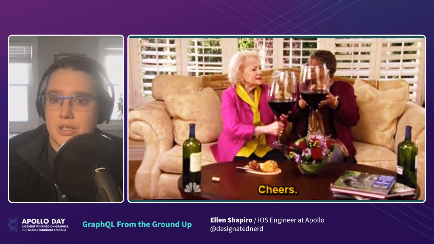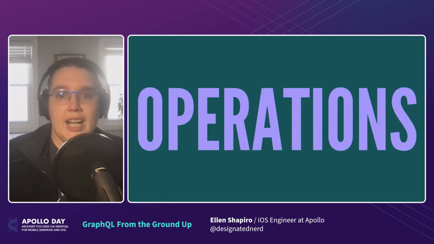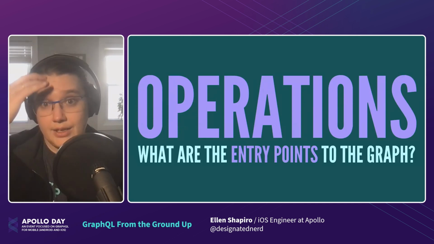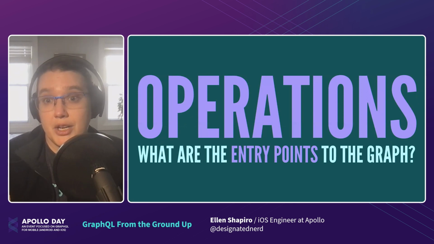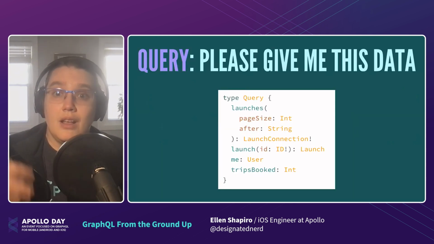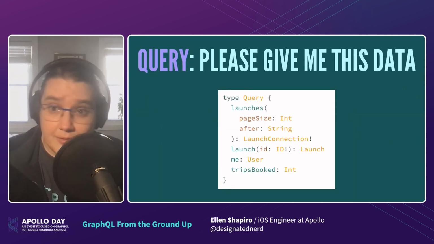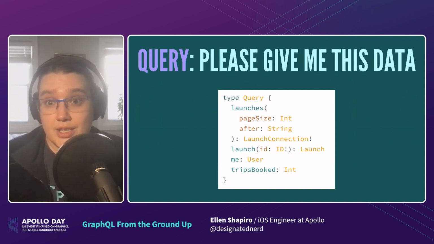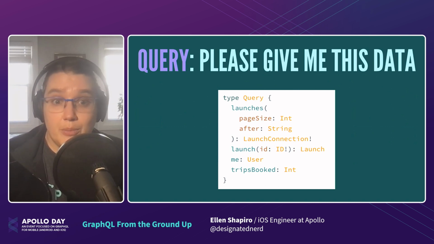Now, once your types are defined in the schema, it's time to define what operations you can actually do with them. This is basically defining where you can start getting into the graph. And there are three types of operation in GraphQL. A query allows you to say, please give me this data. In the case of our sample server, you can get information about launches in general, a specific launch, the current user, and how many trips have been booked in total.